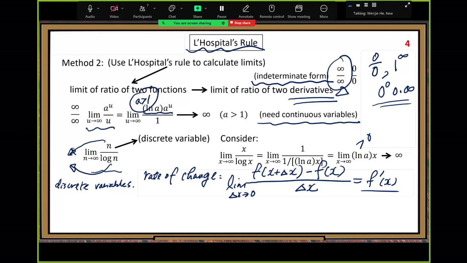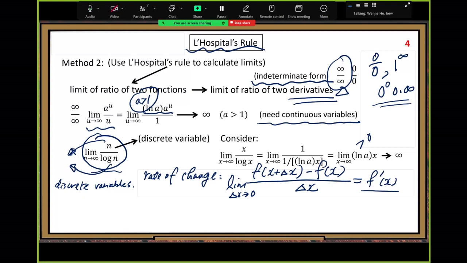But what's our goal? Our goal is to calculate the limit of the discrete variable version. Here we changed it to a continuous variable, but it's different, right? So we need to go back to our discrete version of the ratio. Now, we go back to the discrete version.